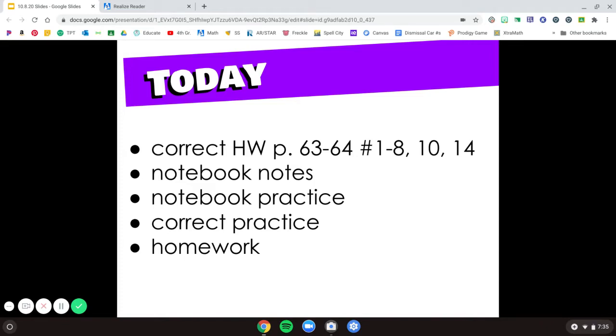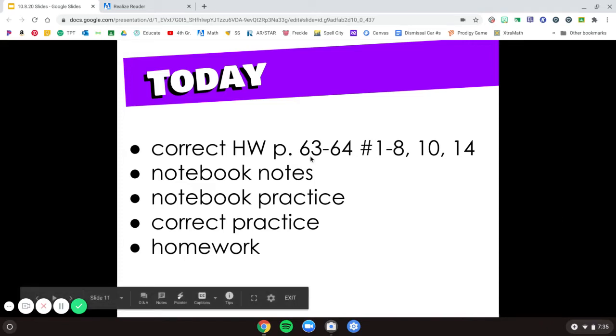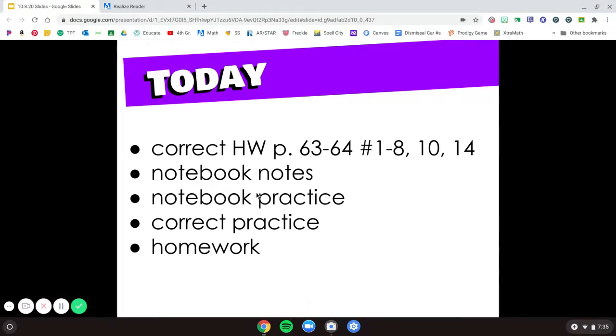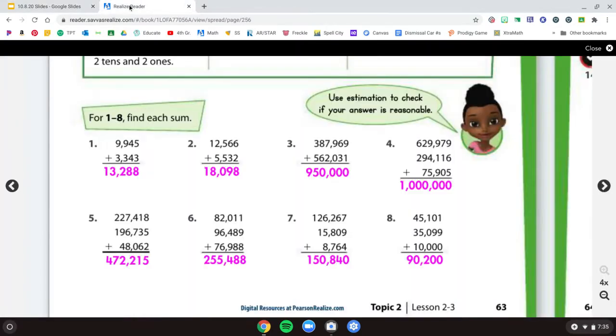All right, today we're going to look over our homework from last night. We will do some practice notes together, practice work, and correct our practice. And then you got homework. So let's take a look at last night's homework first. Page 63 in your book.